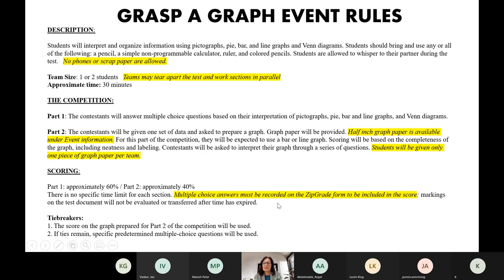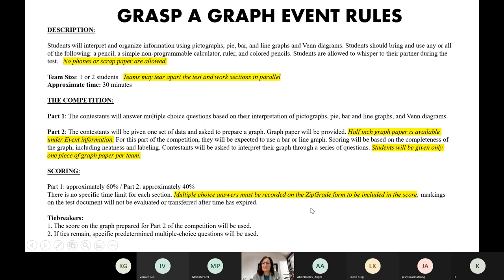The multiple choice questions have to be transferred onto a ZipGrade. So when time's up, whatever's on their ZipGrade is what we're going to score. They can't transfer it after the fact, so make sure they know that. Hopefully they're used to that in school, but that's important. I have had kids at the end who've had nothing on the ZipGrade, but we're not going to give them the extra time to transfer. So they need to be transferred along the way.